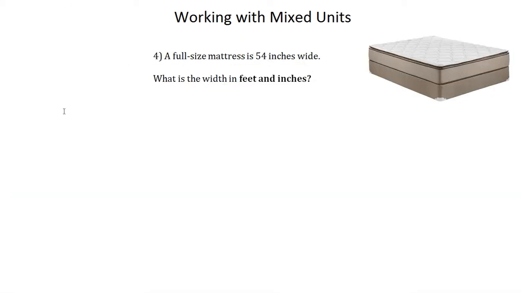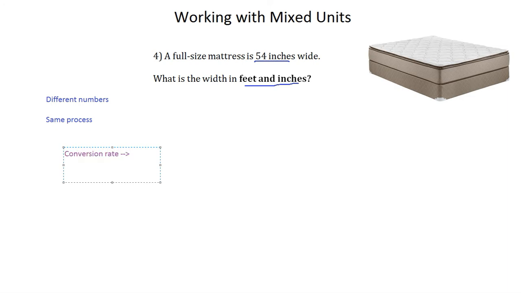So here we go with number 4. Number 4 says a full-size mattress is 54 inches wide. What is the width in feet and inches? So again, comparing this to number 3, we have different numbers, but we can use the same process. We're answering the same type of question. We're going from just inches to feet and inches. So it's very much like number 3, just different numbers here. Okay. So again, what I would do to start this is I would pretend like I'm just converting to feet. So I would start with a conversion rate.